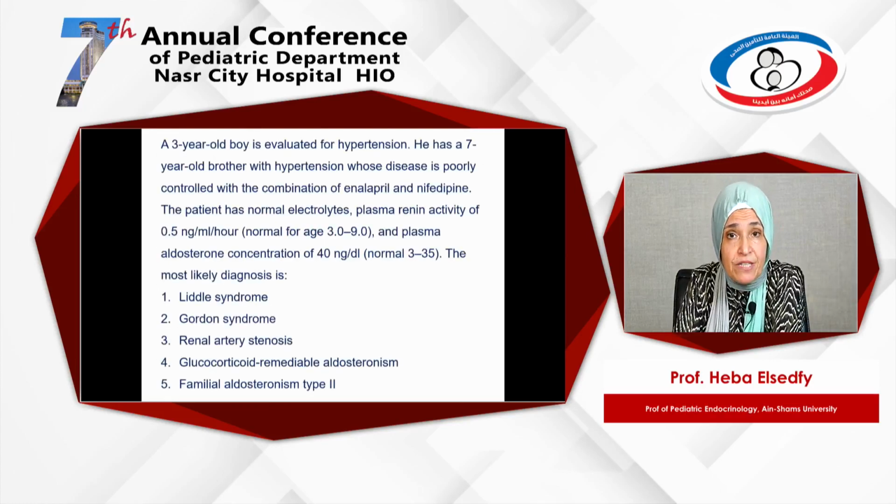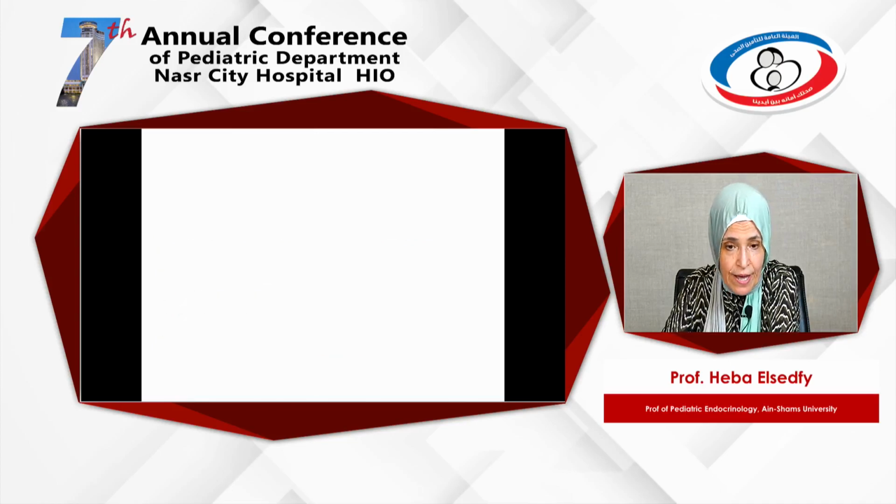A 3-year-old boy is evaluated for hypertension. He has a 7-year-old brother with hypertension whose disease is poorly controlled with a combination of enalapril and nifedipine. The patient has normal electrolytes, plasma renin activity of 0.5 that is suppressed, plasma aldosterone is high. So he has high aldosterone, suppressed renin, and a positive family history. So the most likely diagnosis is Liddle syndrome, Gordon syndrome, renal artery stenosis, glucocorticoid remediable aldosteronism, or familial aldosteronism type 2. Of course, we can consider both 4 and 5.